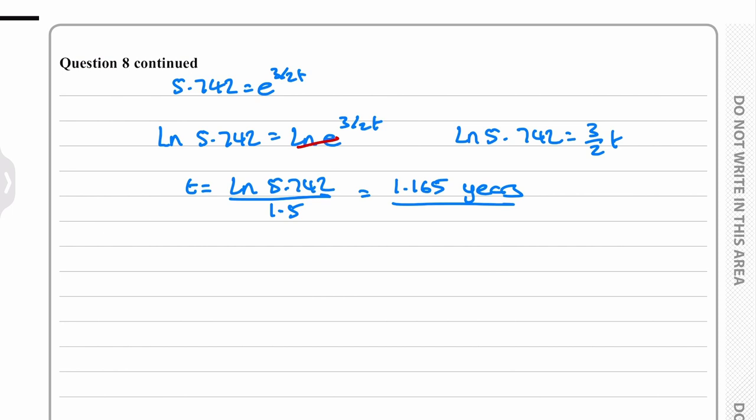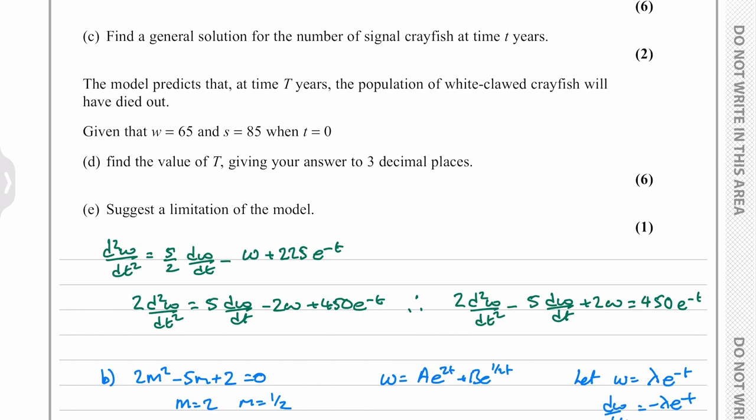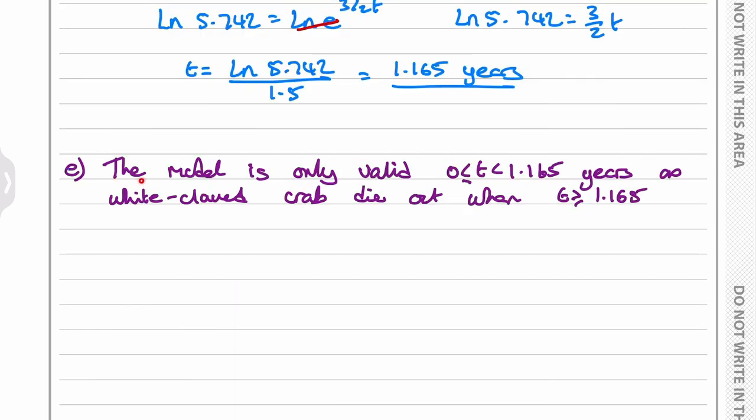Okay, so finally for part E, to test a limitation of a model, we can say that the model is only valid when t is between 0 and 1.165 years, as the white-clawed crayfish die out when t is greater than 1.165.